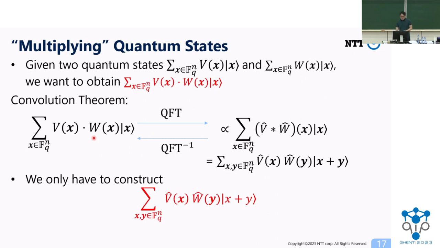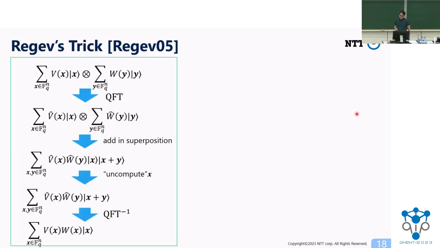So if we want to construct this state, we only have to construct this state. And next, I will explain how to do that based on a Regev idea, and I will call it Regev's trick. This is a template to construct this state, and it works as follows. First, we are given these two states, with amplitude functions v and w respectively.